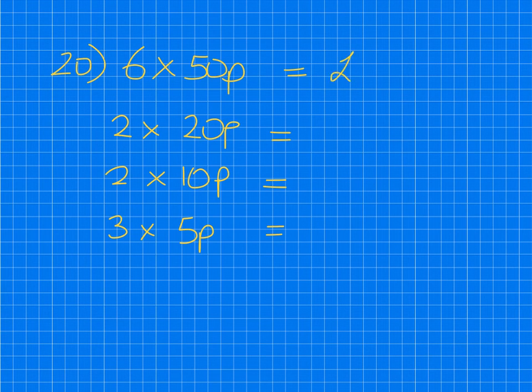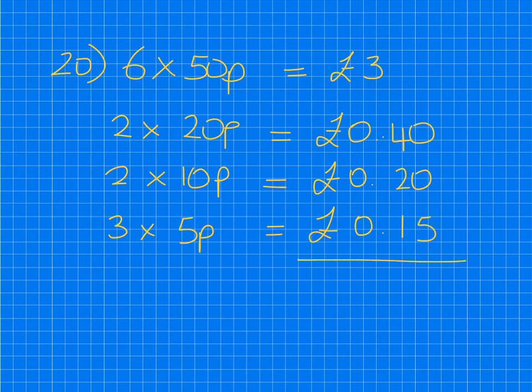6 50p coins is £3, 300 pence. 2 20p coins is 40 pence. 2 10p coins is 20 pence, and 3 5p coins is 15 pence. Adding them all together, we get £3.75. You get 1 mark if you attempted to add together the parts, and you get 1 mark for the correct answer.